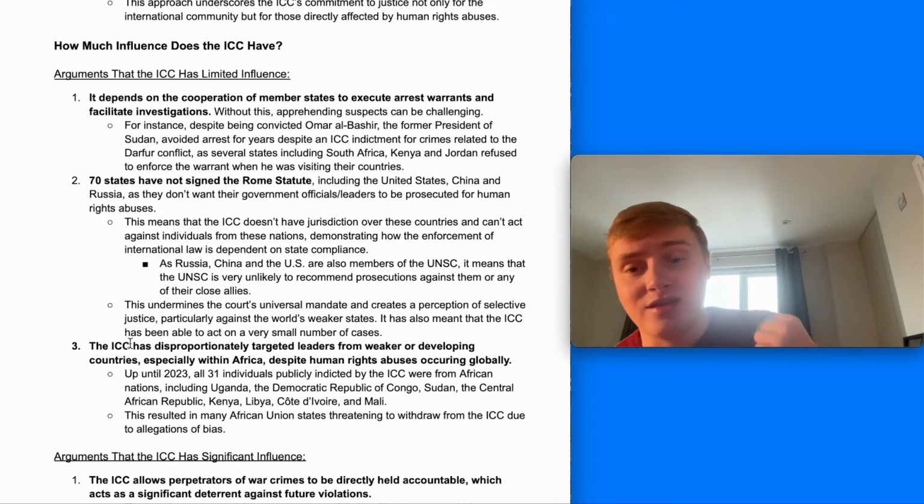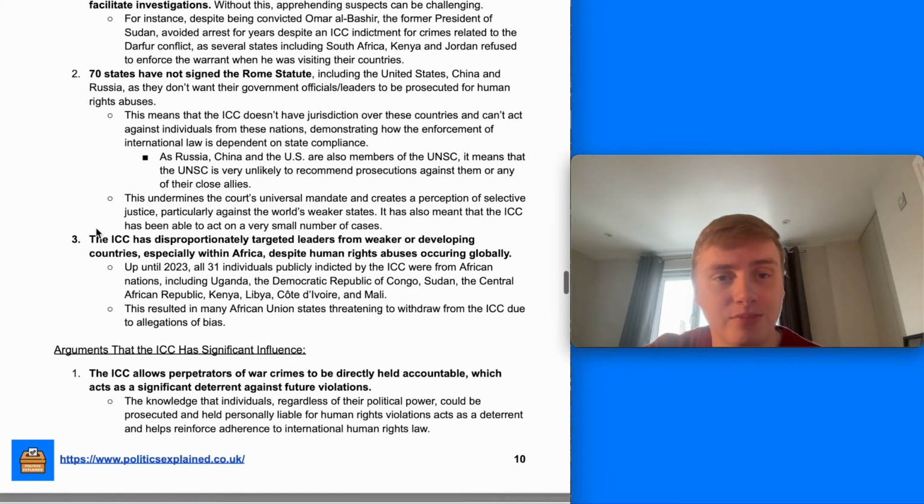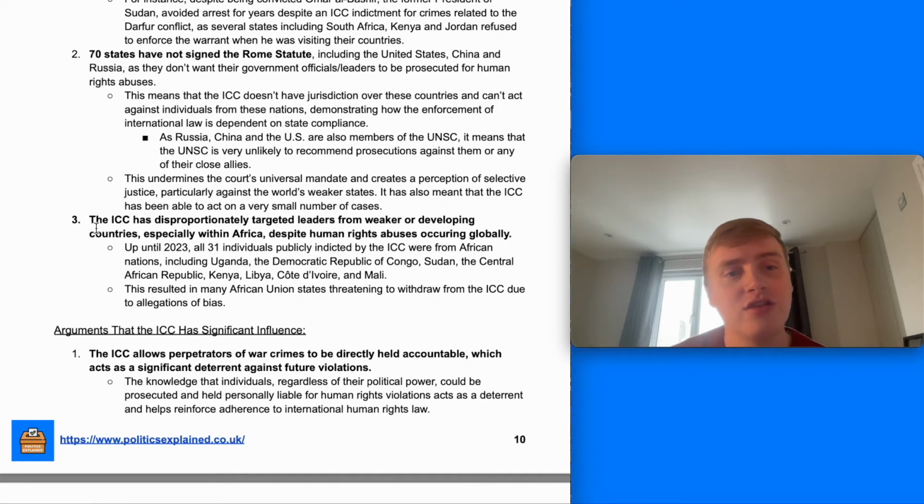The second key argument, and for me the most important, is that 70 states have not signed the Rome Statute and aren't members of the International Criminal Court, and therefore individuals from these countries, including government officials, can't be prosecuted by the ICC. That's the key reason why they decided not to sign the Rome Statute, because they're worried that their government officials will be. And that includes high-profile states like the US, China, and Russia. Crucially, they don't want their government officials to be prosecuted for human rights abuses. So the ICC doesn't have jurisdiction over these countries and can't act against individuals from these nations.